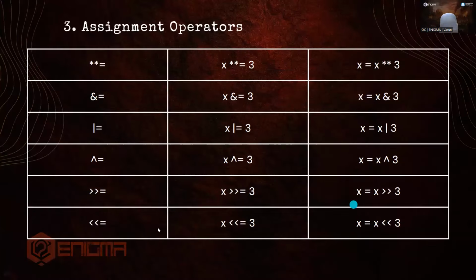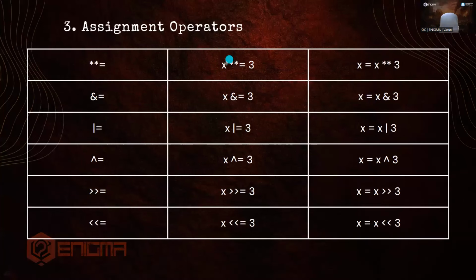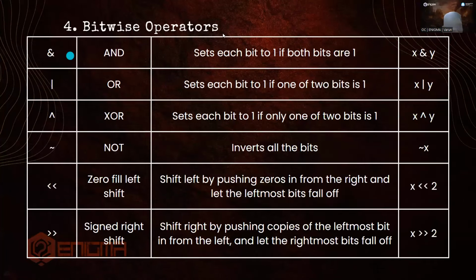After assignment, these are also assignment operators, like here you have exponents, and this AND sign comes with the bitwise operator. So I'll explain bitwise operators now and come back to that later. Bitwise operators actually deal with the binary value of a context.